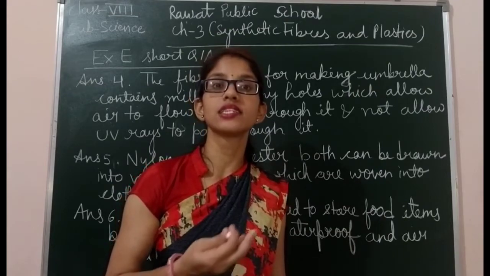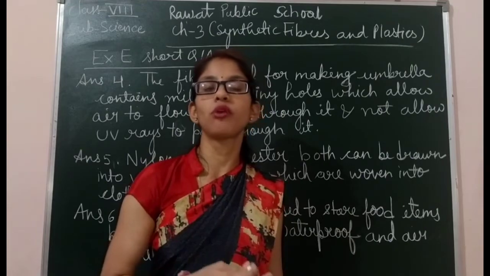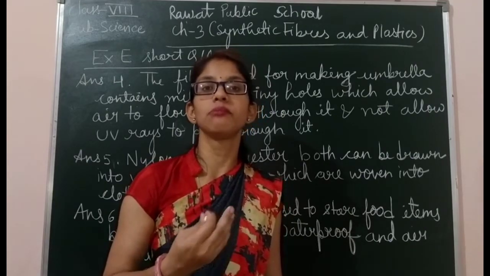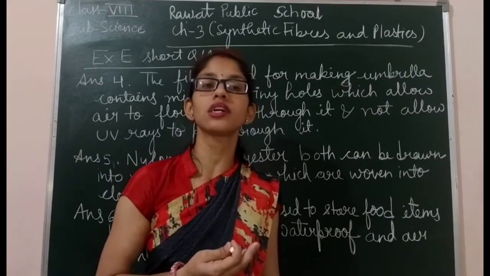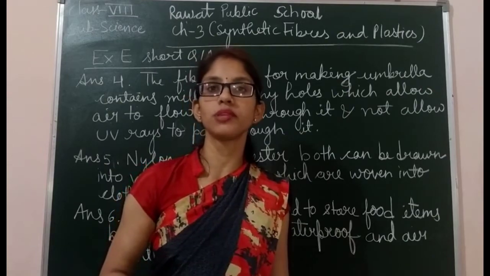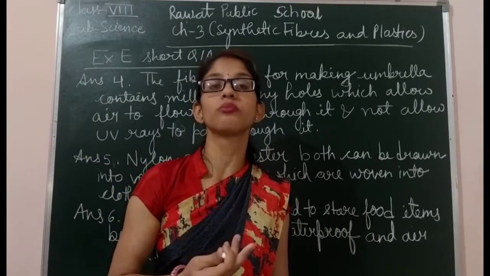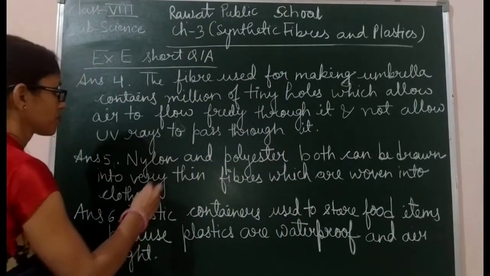Garments can be made as they do not absorb water, and they dry up quickly. But the most important thing is that both these fibers can be drawn into wires, and hence they can be woven into clothes. We can make fiber from these, and then from these fibers fabrics are made which are used to make the clothes. So let's see the answer of this question number 5.